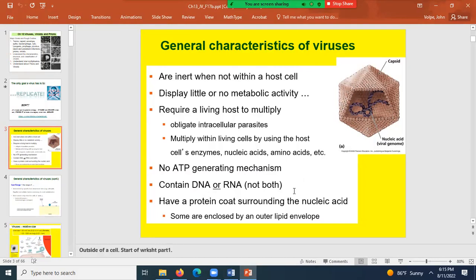And then some viruses have the protein coat inside an outer lipid envelope, which will go around the viral protein coat, I guess I should say. Not all viruses have an outer lipid envelope. Some of them do, some of them do not.